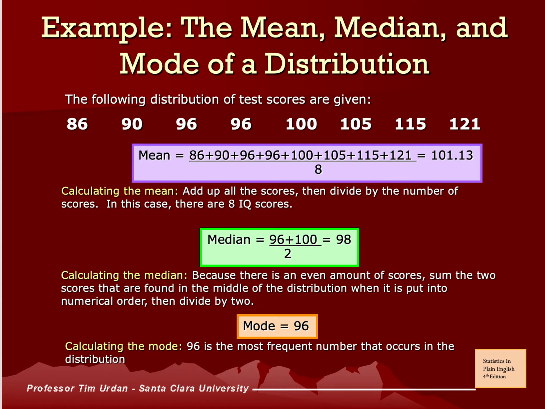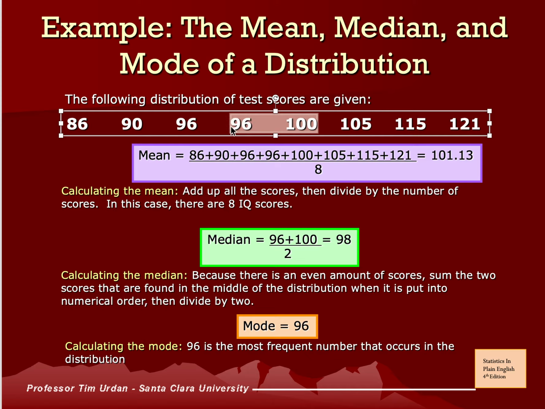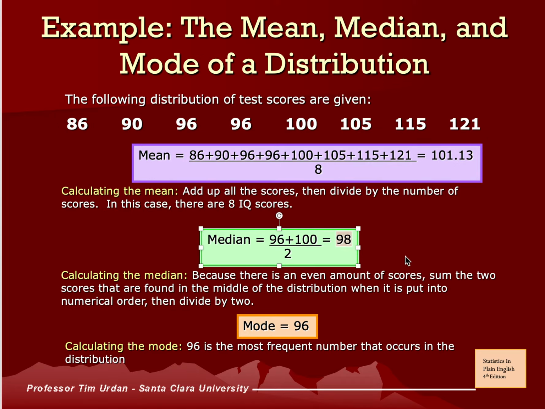The median, what I do here is I would cross out 86, cross out 121, cross out 90, cross out 115, cross out 96, cross out 105, and I'm left with 96 and 100 in the middle. 2 numbers in the middle, so I add them up and I divide by 2, and that gives me the median of 98.